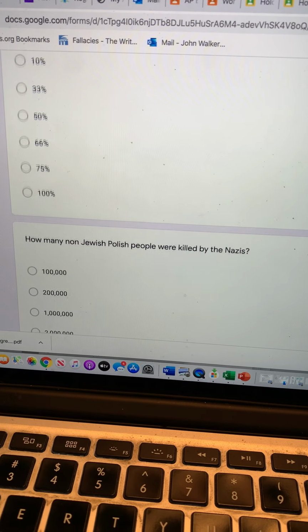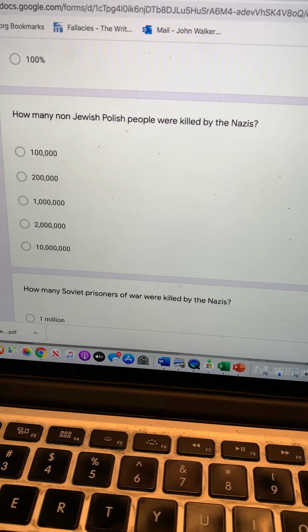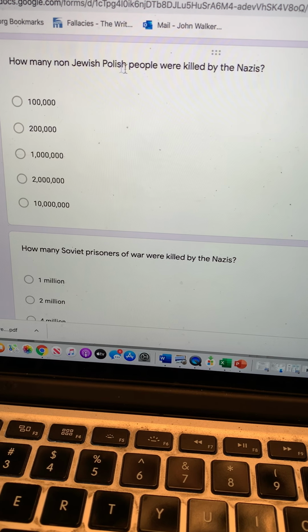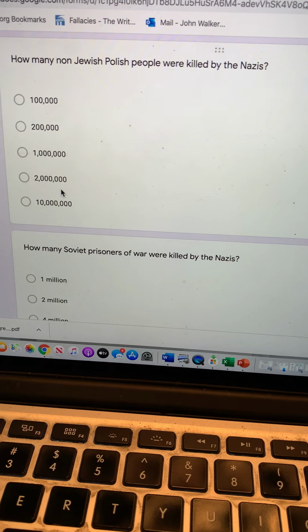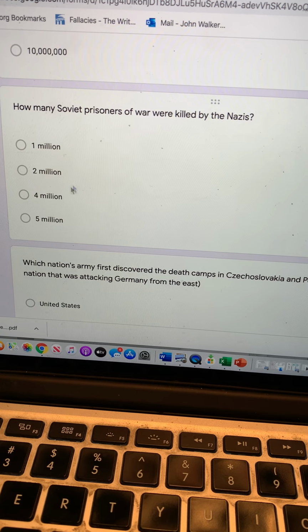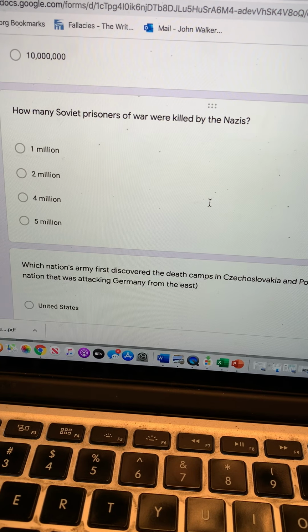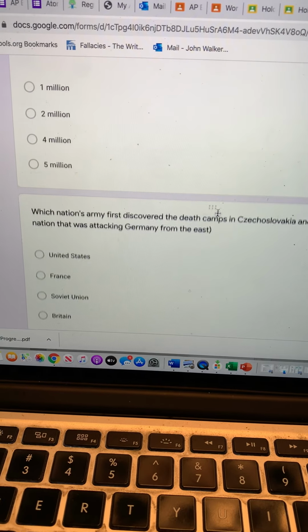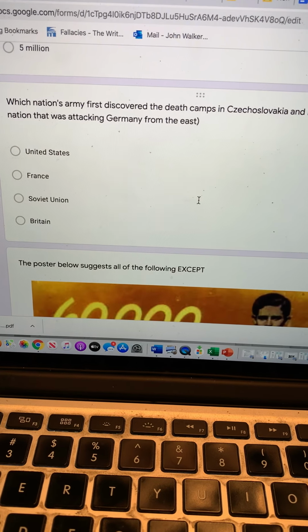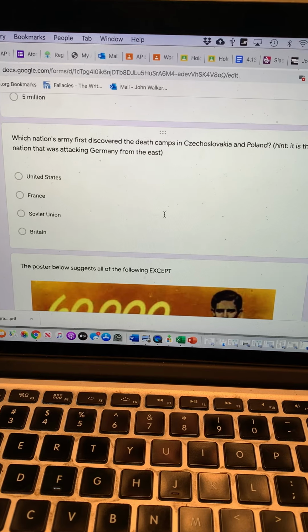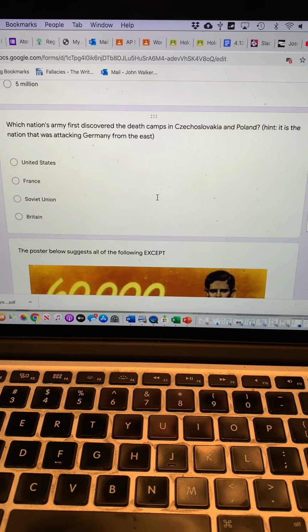And this is all in the final part of the film. Non-Jewish Polish people killed by the Nazis: 2 million. How many Soviet prisoners of war? 4 million. These are huge numbers, very hard to wrap your head around, but important to think about: the devastation that the Nazis caused on people around the world.